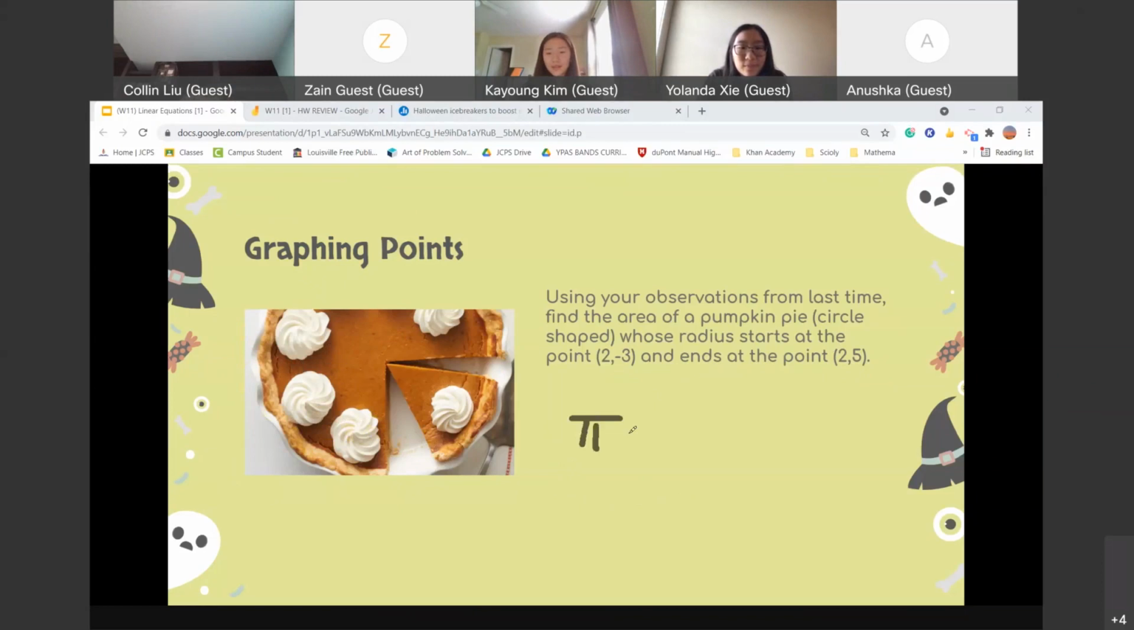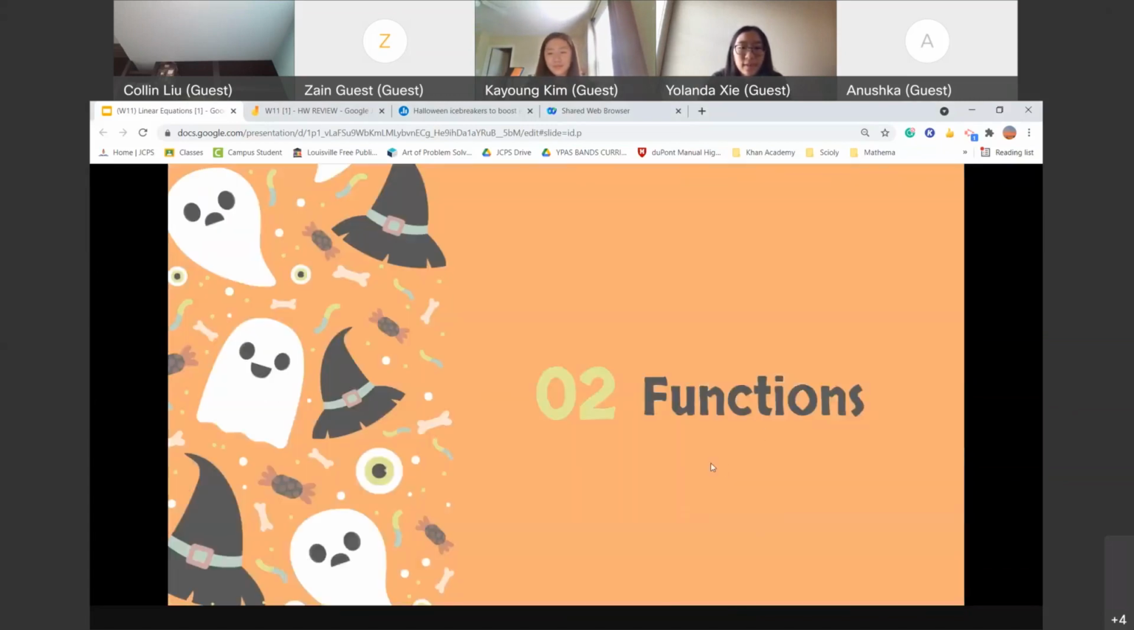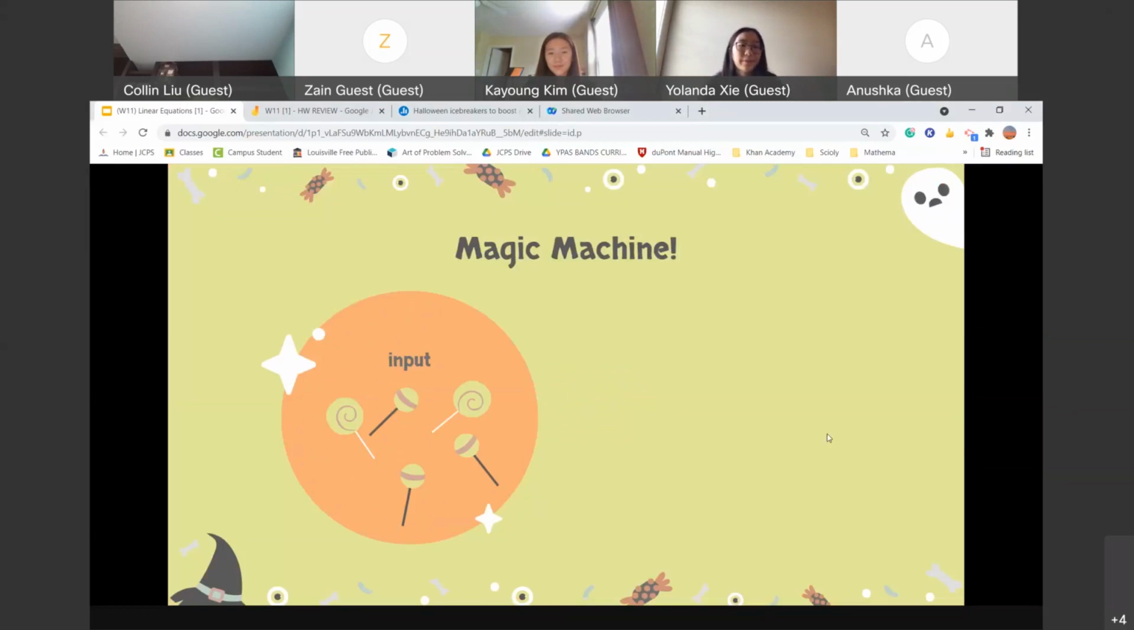Okay, pi r squared, r is 8, 8 times 8 is 64. So 64 pi. Okay, let's go to the next part. Oh, we don't need those hints. All right, so now let's move on to functions.